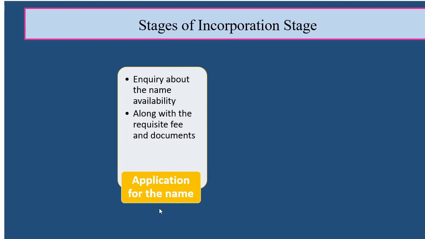The first one, application for the name. In this stage, the promoter has to inquire about the availability of name. For example, there are different conditions for naming a company.